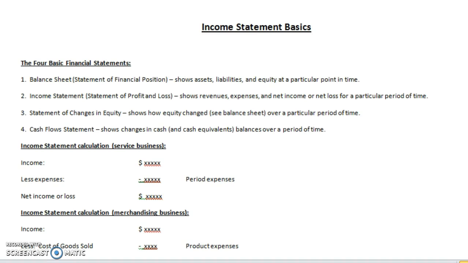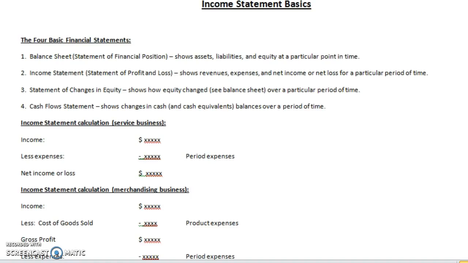Well, let's look at our income statement calculations here. Now, if you've got a business or going concern, you're either going to sell your services or you're going to sell a product. If you sell a service, we've just got a service business. So what we see is the income minus the expenses for the period. And when we subtract income minus expenses, we're going to have our net income or loss for the income statement for a service business.